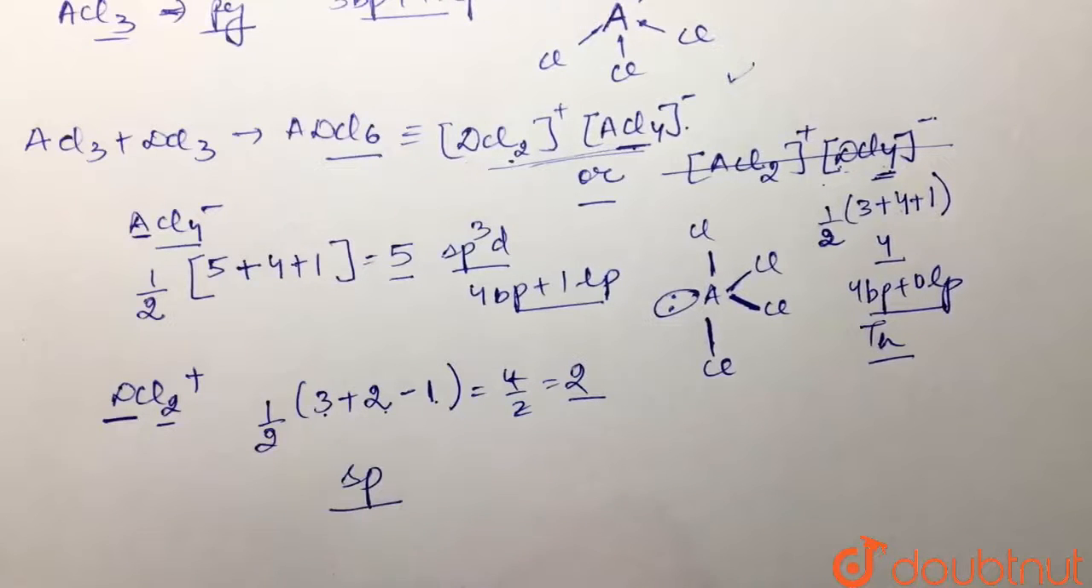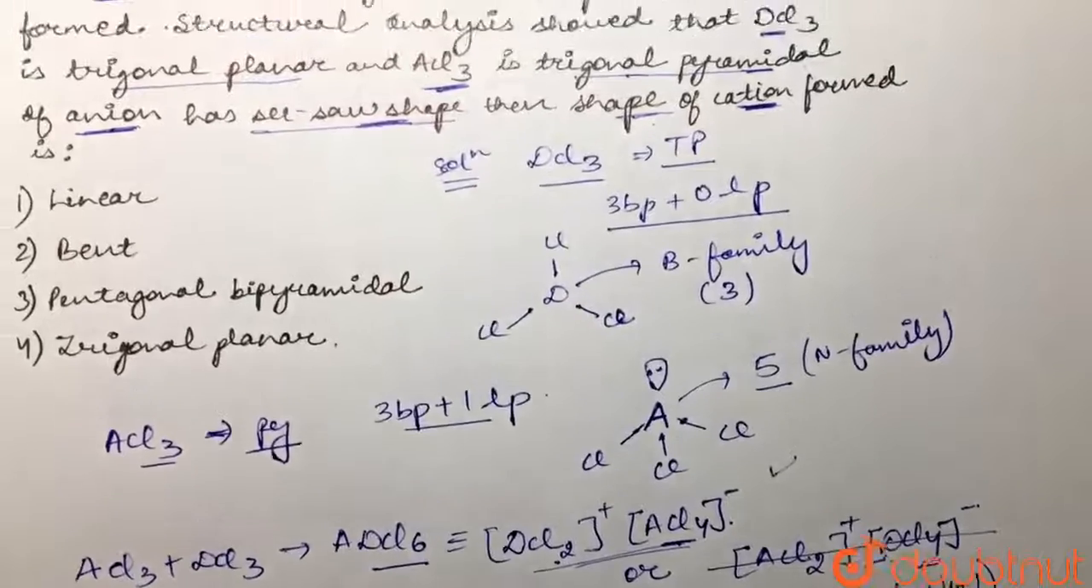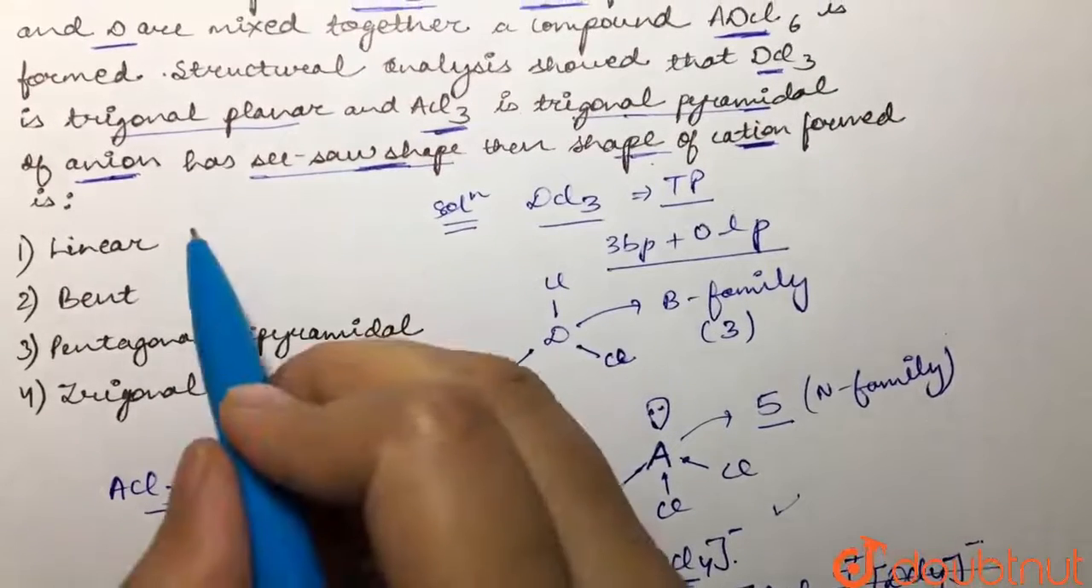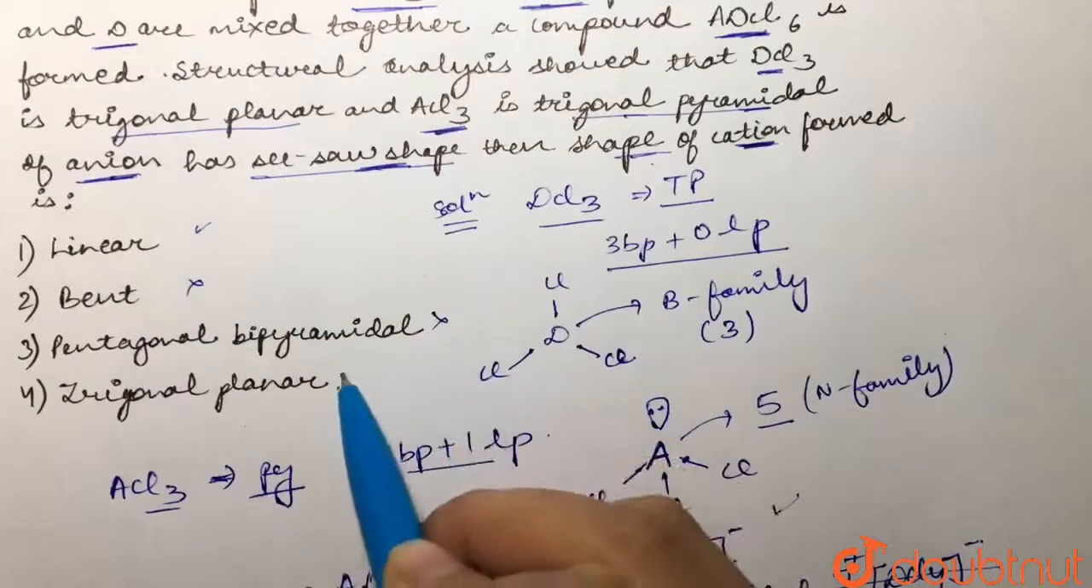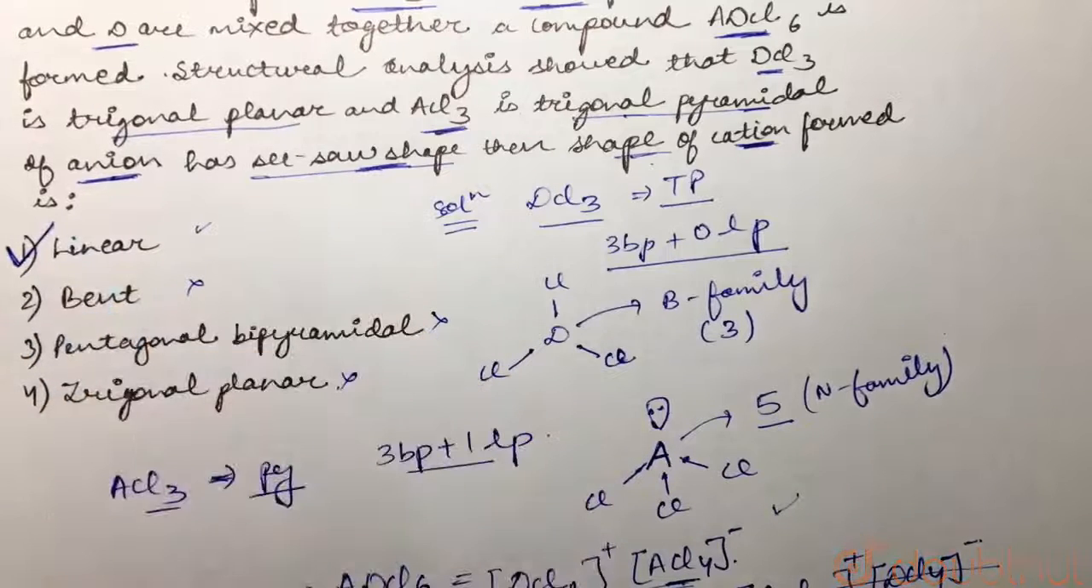That means this is sp hybridized, and for sp hybridization, the shape is linear. So if you look at our options, the cation has a linear shape, that is given in option number 1. So we can say this is the correct option. Bent, pentagonal bipyramidal, and trigonal planar are not correct. So our answer to this question is option number 1.